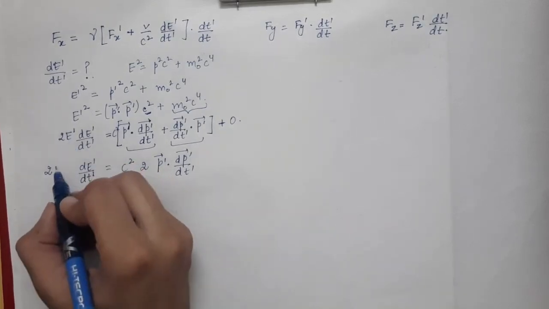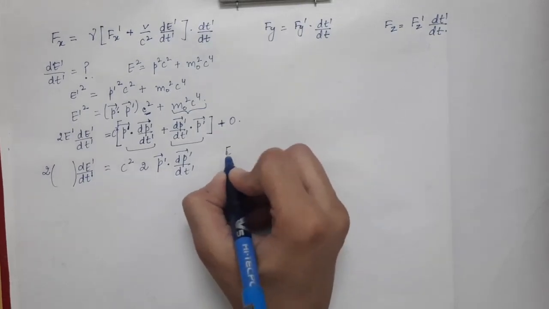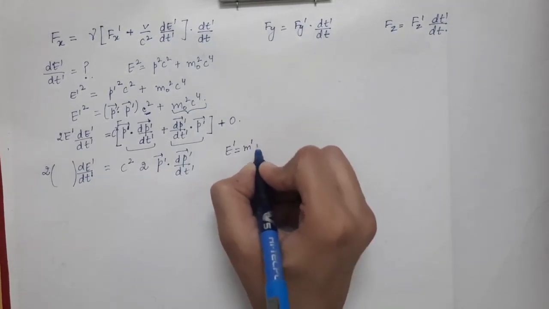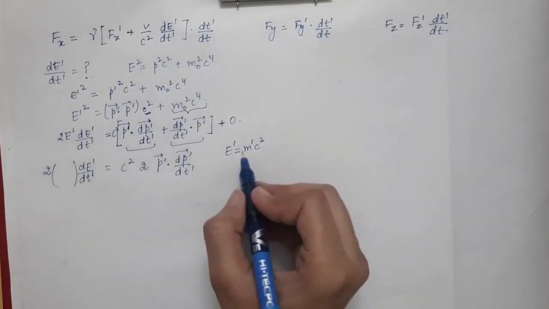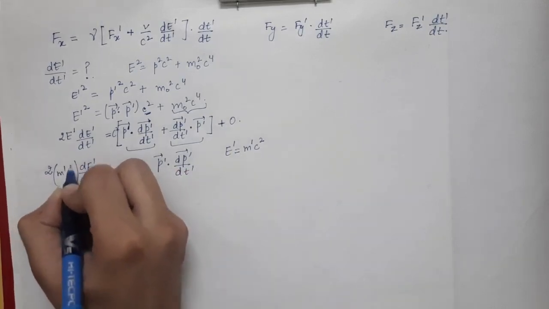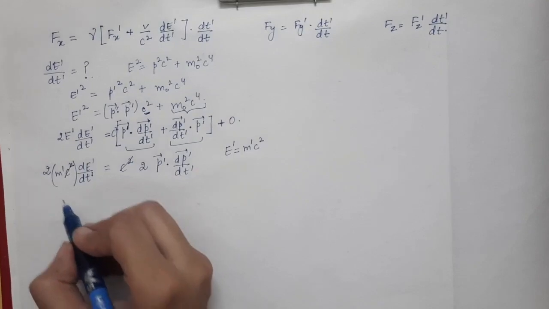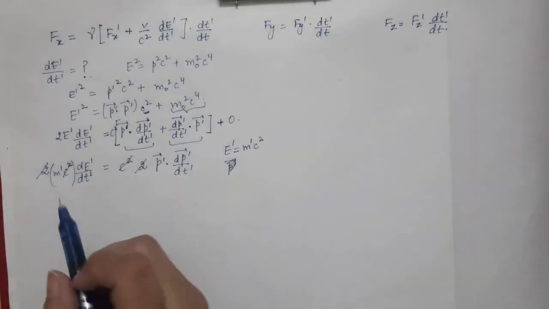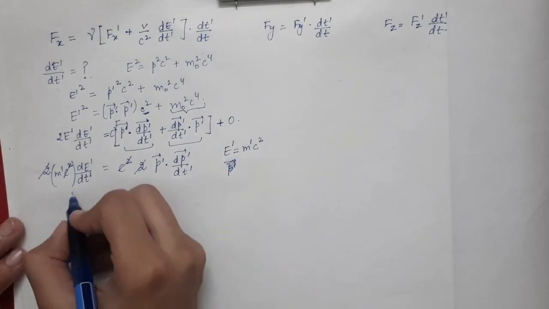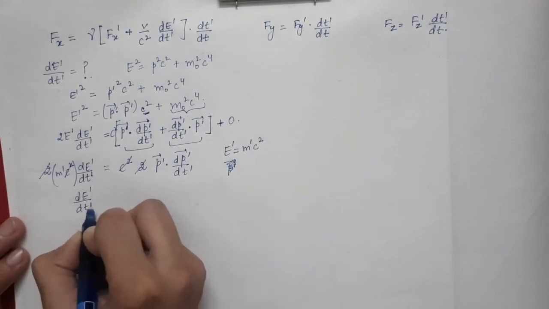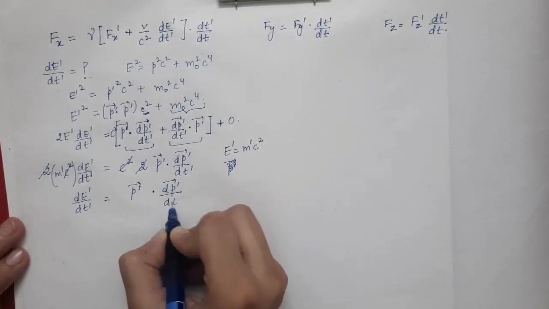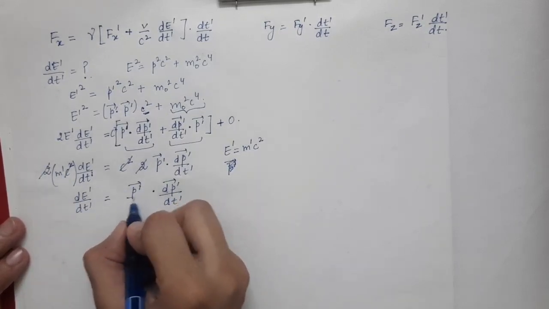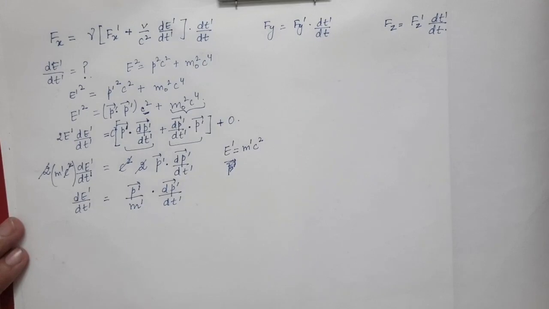Now this E prime can also be written as M prime C square, mass of the particle in S prime frame, times C square. So C square will cancel and this 2 will cancel on both the sides. Now take this M prime on the right hand side, you will get dE prime by dt prime is equal to P vector prime dot product with dP vector prime by dt prime, divided by M prime. So now we have found dE prime by dt prime.